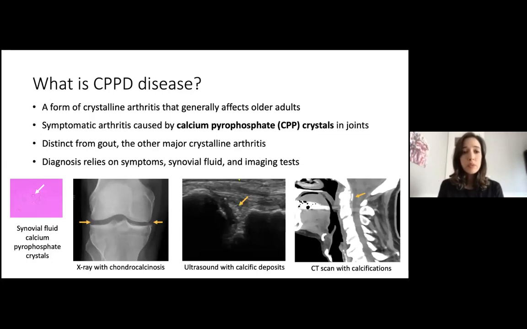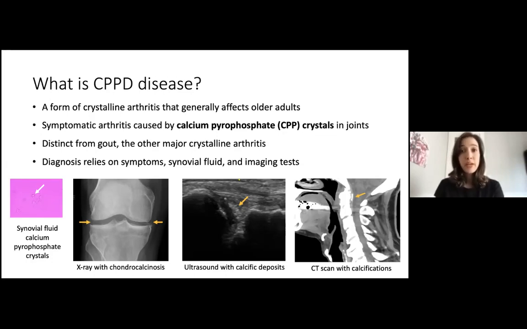Synovial fluid will demonstrate calcium pyrophosphate crystals when examined with polarized light microscopy. And the calcium pyrophosphate crystals can be found within cells in patients who have acute inflammatory arthritis from CPPD, or they can be found outside of cells in patients who have chronic forms.